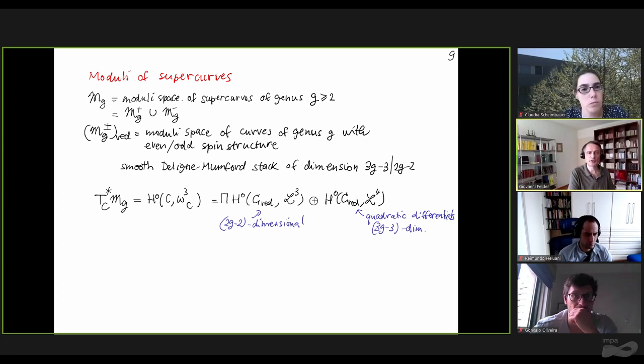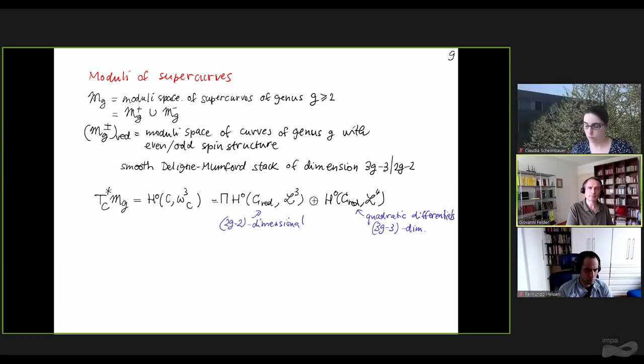Okay, so let's talk about moduli now. We talked already about deformation theory a little bit. And this is the moduli space of supercurves, which should classify those supercurves of genus g. I'll give the description for genus larger than 2. For smaller genus, there are some subtleties which I will not mention here. So it has two components, depending on the even and odd spin structure. I will come back to what it means to be even and odd, but it has these two components.